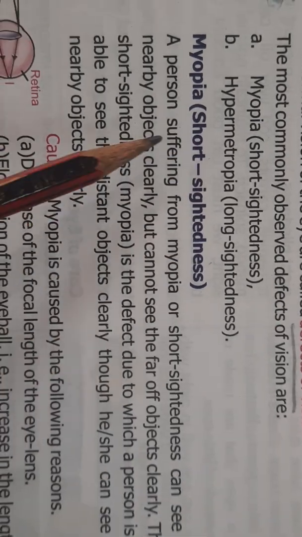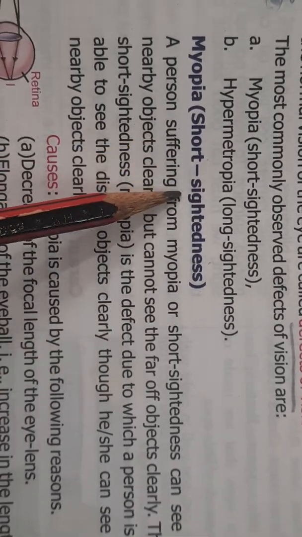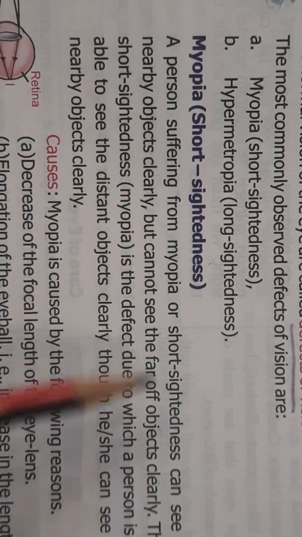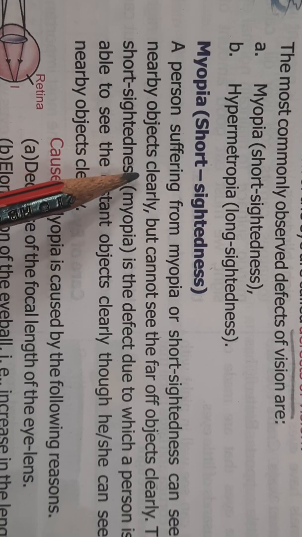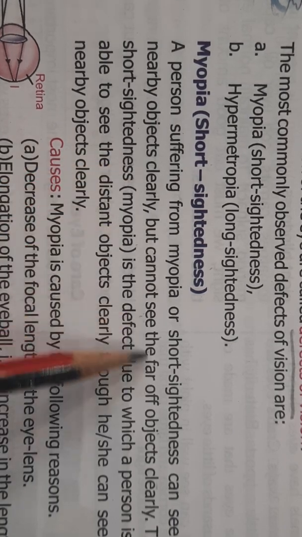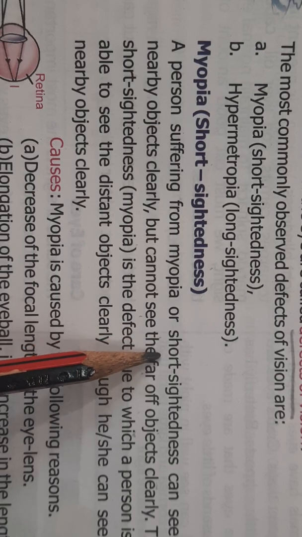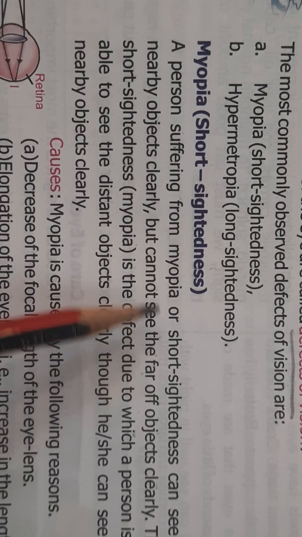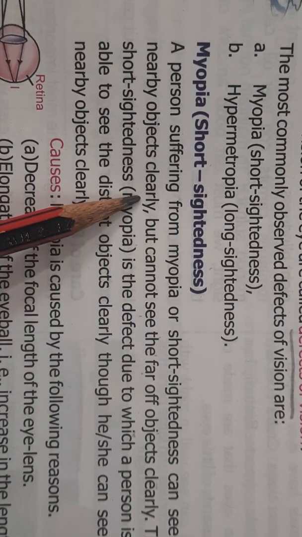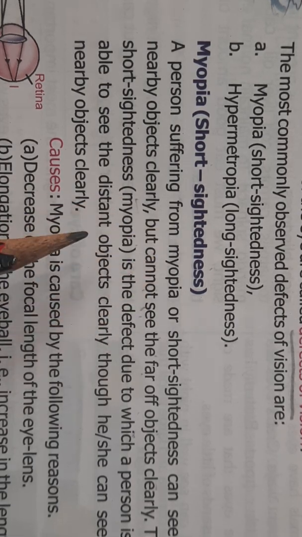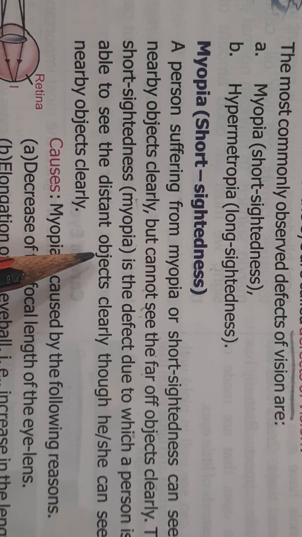Let's see what is myopia or short-sightedness. A person suffering from myopia or short-sightedness can see the nearby objects clearly but cannot see the far off objects clearly. Okay? They can see nearby things very well, but cannot see far ones. So that is why it is called short-sightedness.